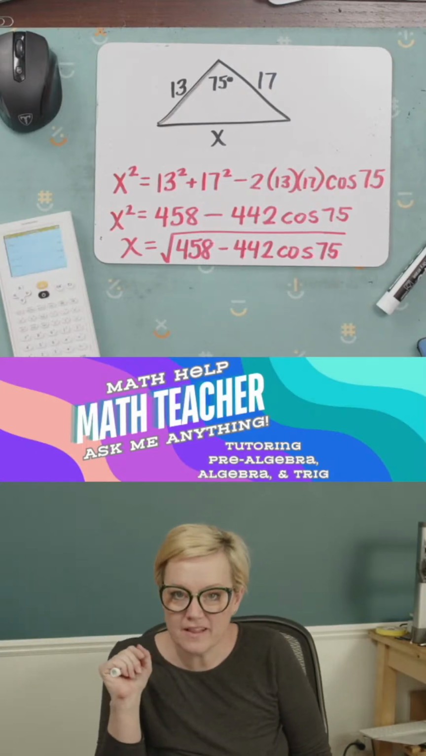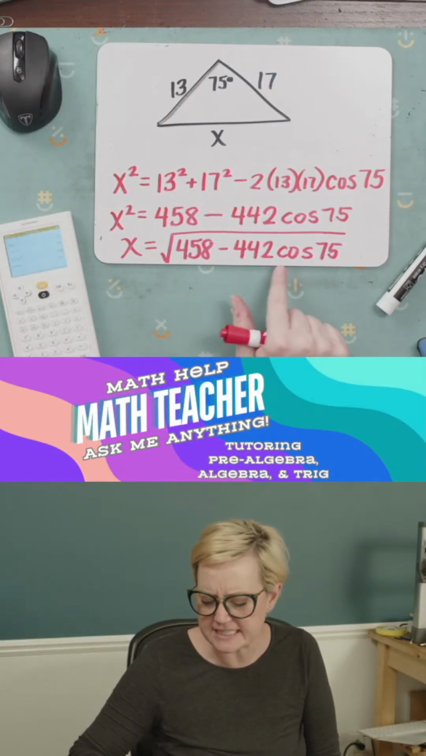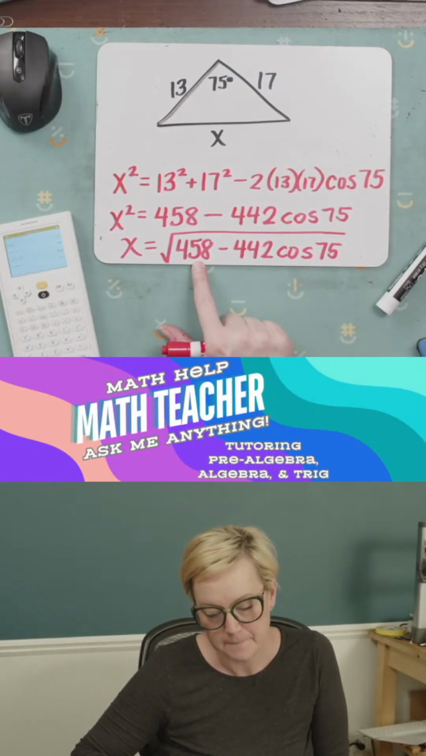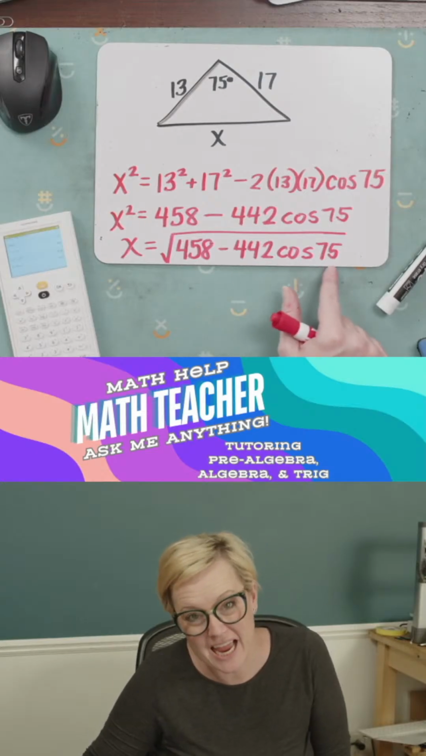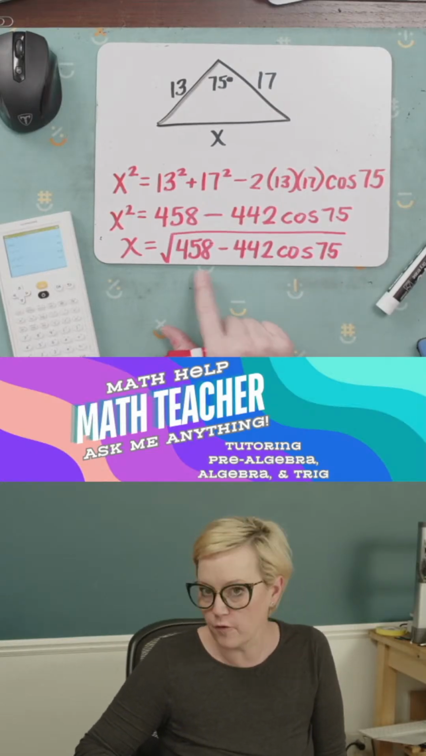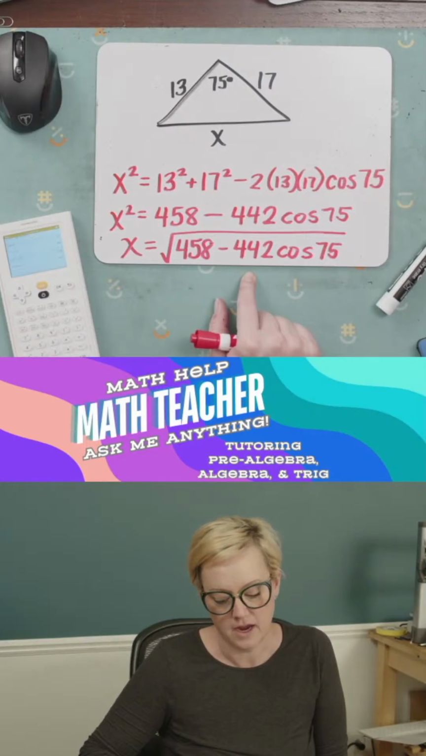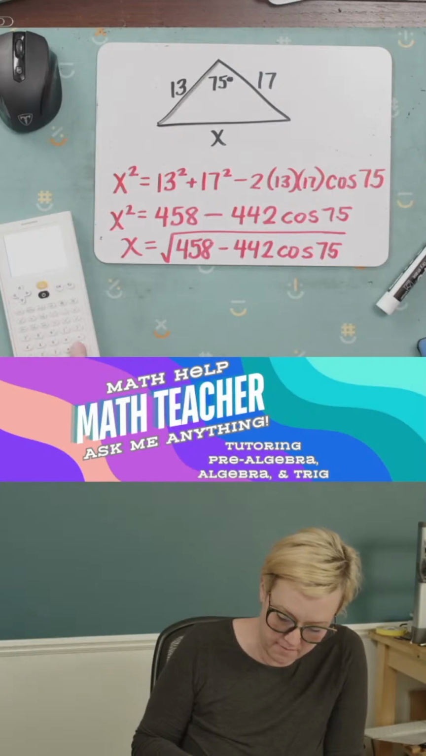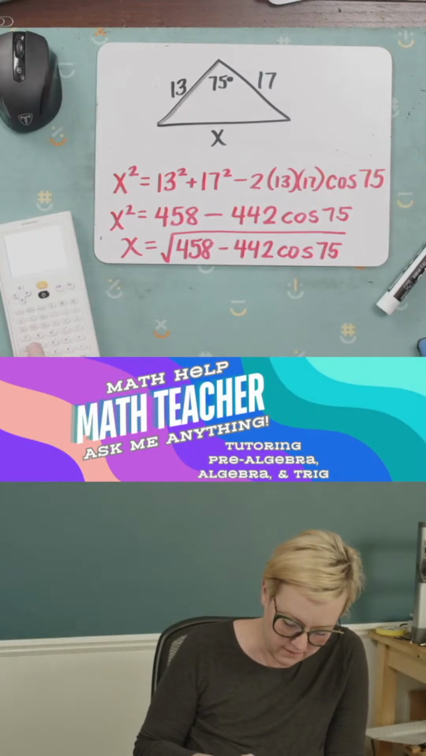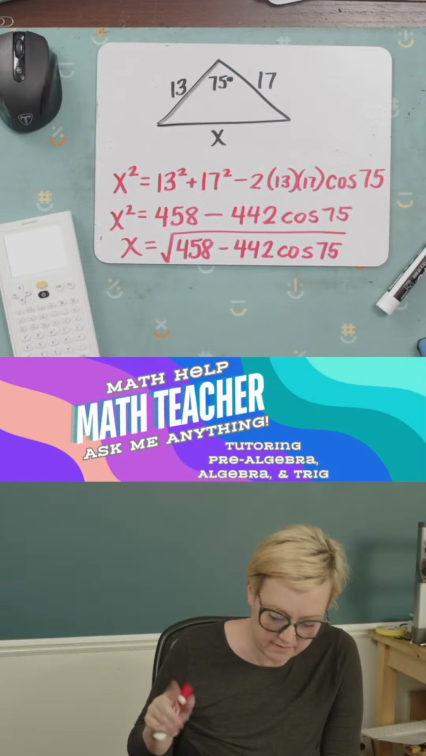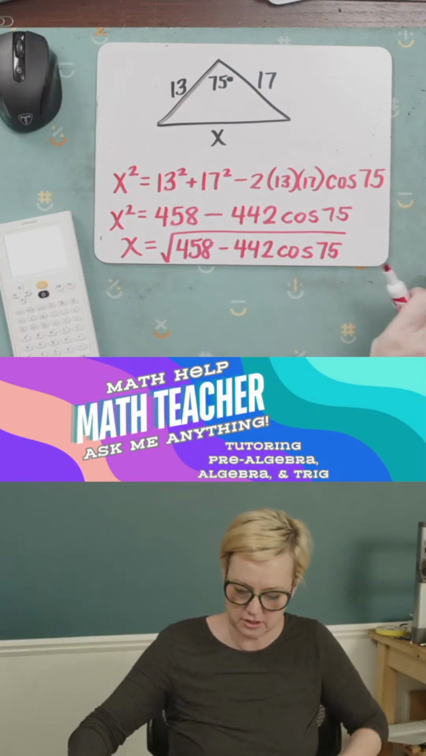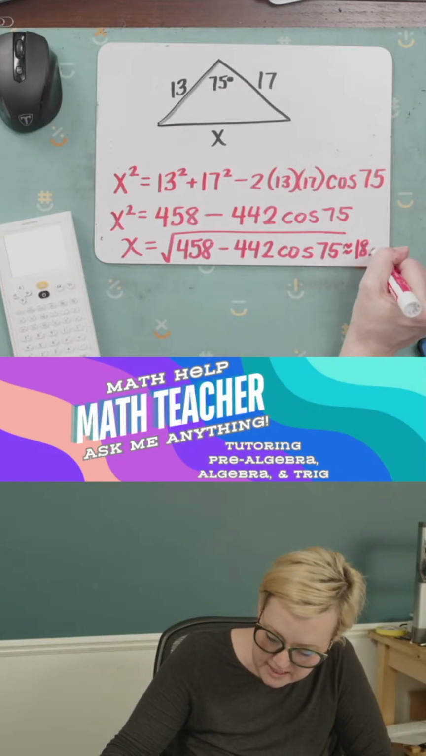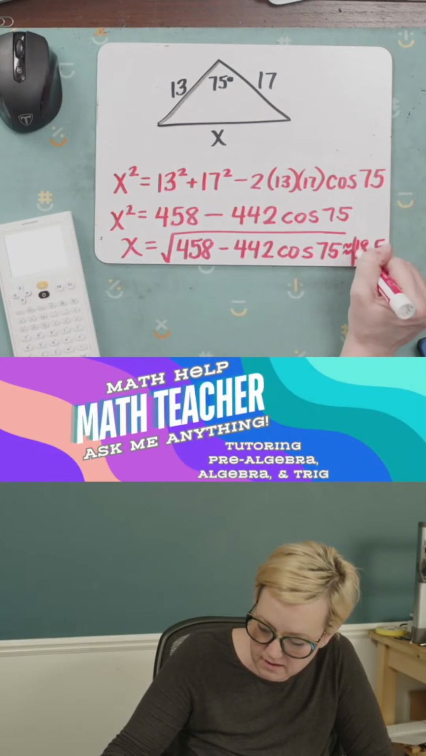Do not fall into the trap of saying, oh, well, then it's 16 cosine 75. No, it's not. It's 458 minus 442 times cosine 75. It's not 458 minus 442, so it's not 16. We do square root of 458 minus 442 cosine 75. Enter. And we get 18.5-ish. I always tell my students to round to the nearest tenths for side lengths, so 18.5 is what we're calling it.